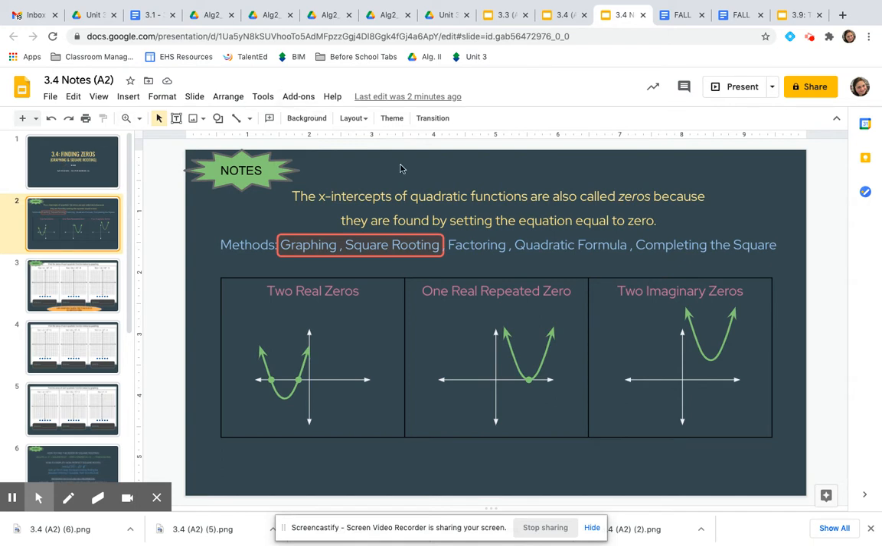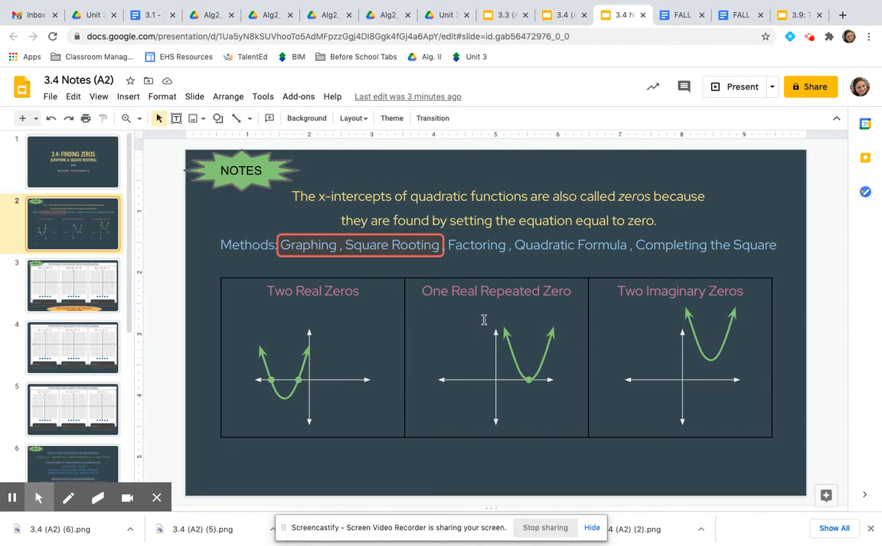So, the x-intercepts of quadratic functions are called the zeros because they are found by setting the equation equal to 0. And you can kind of see what they are here. There are a couple of options. Most parabolas are going to have what we call two real zeros, where it crosses twice on the x-axis, which makes sense because it makes a U, so it should cross twice.